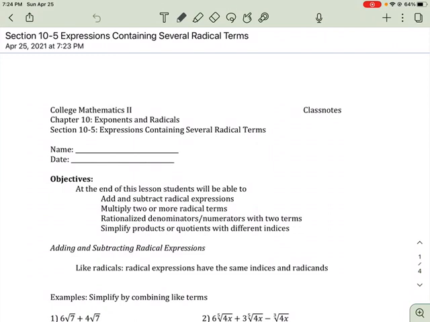Apparently I've been saying that wrong. So there's a bunch of different objectives today that we're going to try and accomplish.